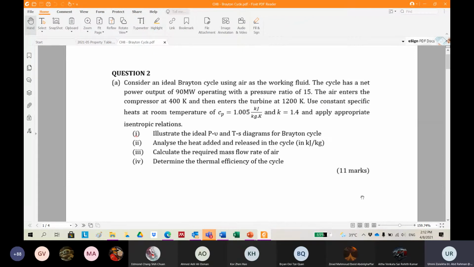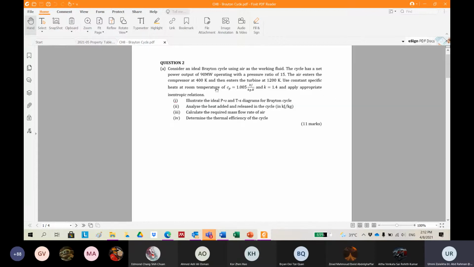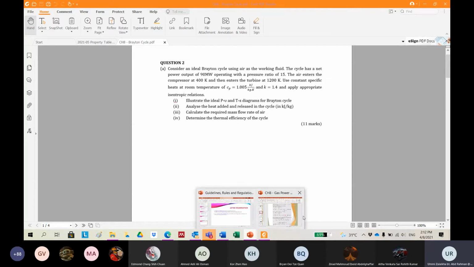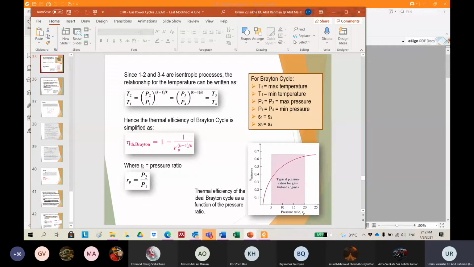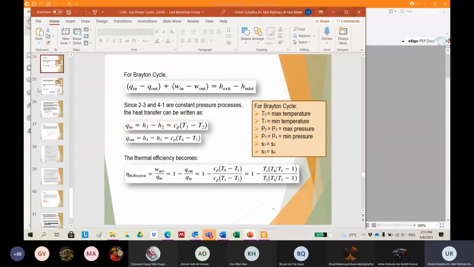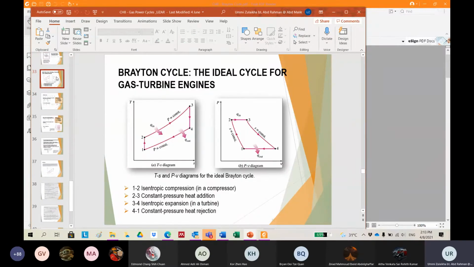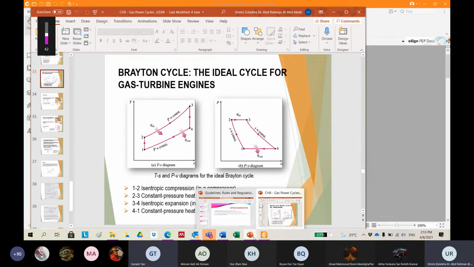All right, so consider an ideal Brayton cycle using air as the working fluid. The cycle has a net power output. Wait, before that I forgot, I need to explain. I already explained the Brayton cycle, right? Yes, last class. Only the example not yet, right? Yes, only the example.